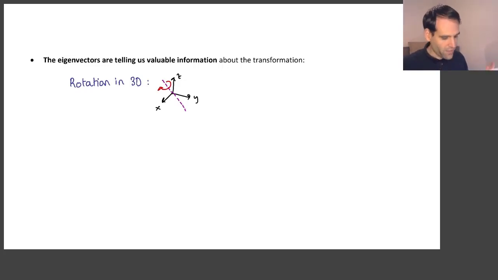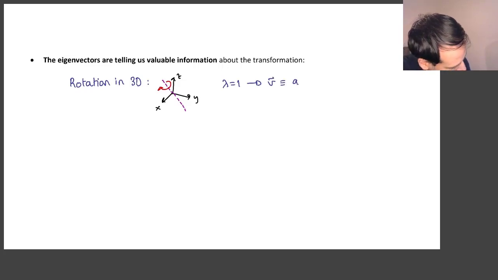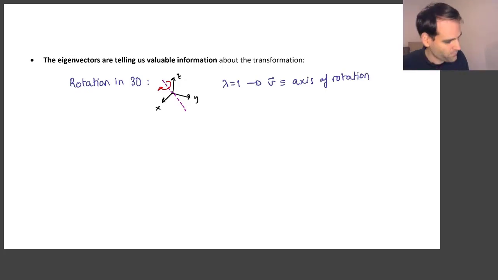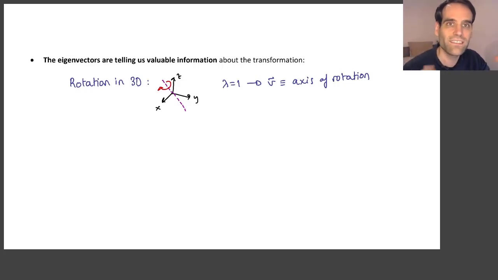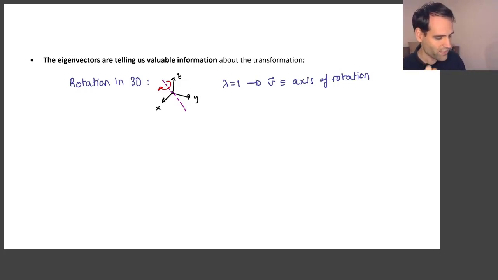Well, clearly the vectors whose eigenvalue is equal to 1 are vectors that end up the same as they begin before the rotation, right? Because A times vector v equals 1 times vector v. So they end up unchanged. So lambda equals 1 will have eigenvectors which will be equal to the axis of rotation. So every eigenvector with an eigenvalue equal to 1, for this case of the rotation in 3D, will be the axis of rotation. Okay? So it's giving us important information about the transformation.